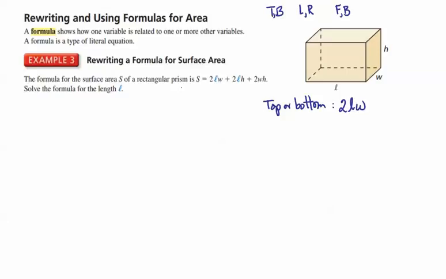Now, if we were talking about the left and the right, and I'm going to use the word "and" here since I'm actually adding them together. If you notice that with the sides, we have a width and a height, and so its area would be h times w, or w times h, and 2 of them would give us 2wh. Let's put that in blue.